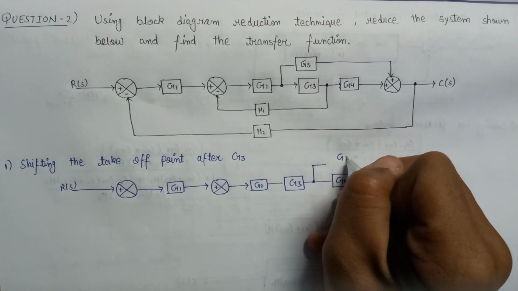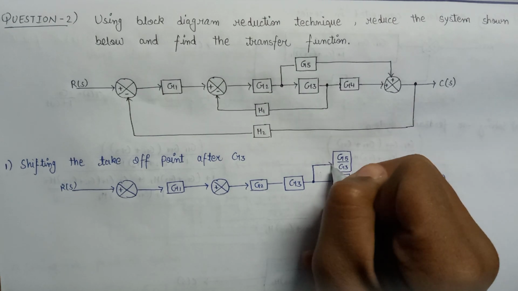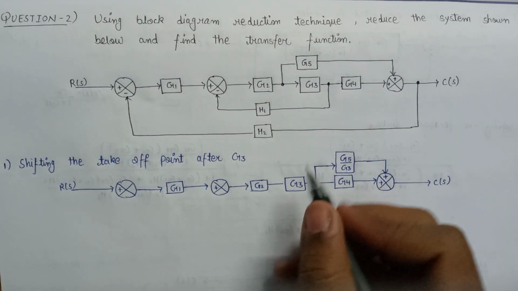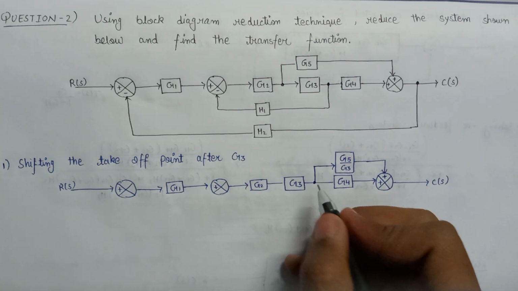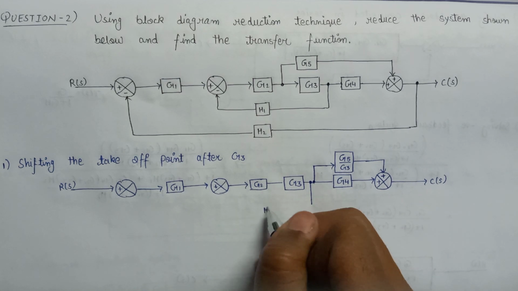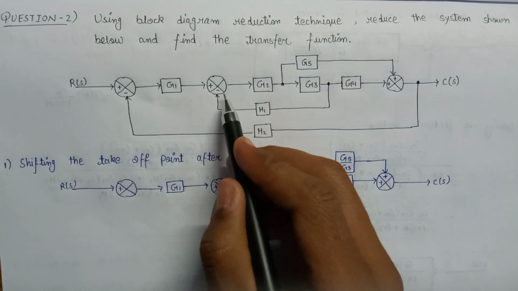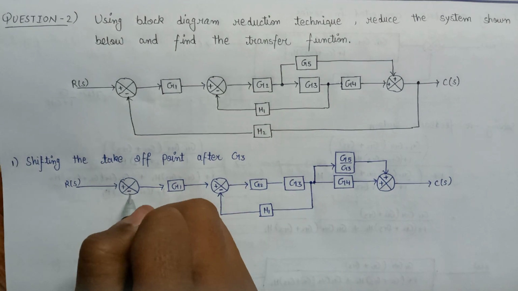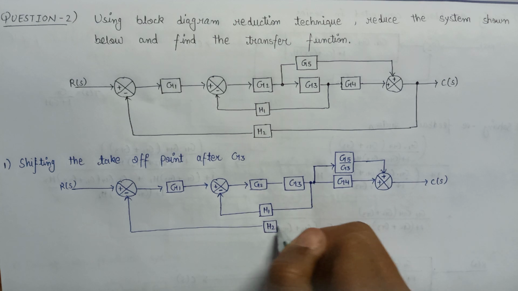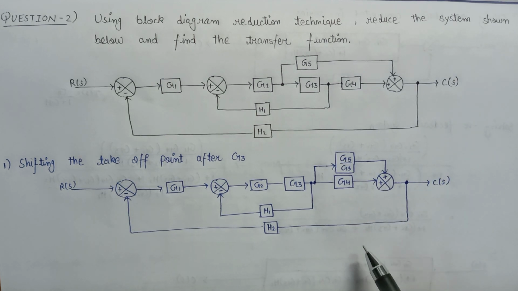So G5 over G3, this is a new gain, and it is being fed to this summer with positive polarity. And also from this point, here is a takeoff point which is making a feedback path having feedback path gain equal to H1. It is a negative feedback, and here also a negative feedback is connected having a gain equal to H2. So this is a simplified block diagram.